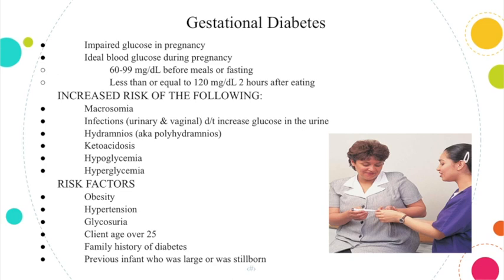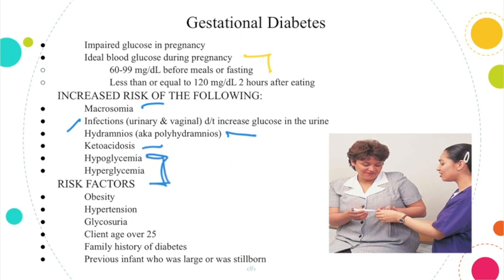Well, you already know what diabetes is. You know it's about impaired glucose. Well, now we have impaired glucose in pregnancy. So this is the ideal blood glucose during pregnancy. All right, so people that are experiencing gestational diabetes are at increased risk of having a big baby, which is macrosomia, of having infections happening, too much amniotic fluid, ketoacidosis, and issues with blood sugar, okay?